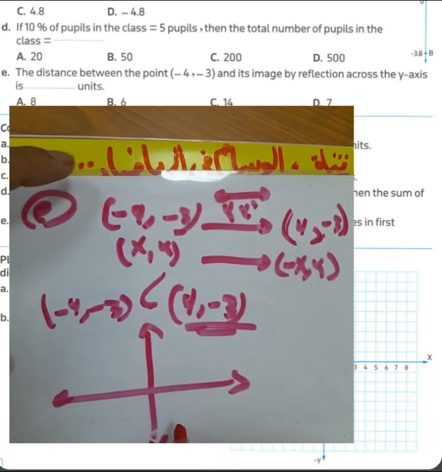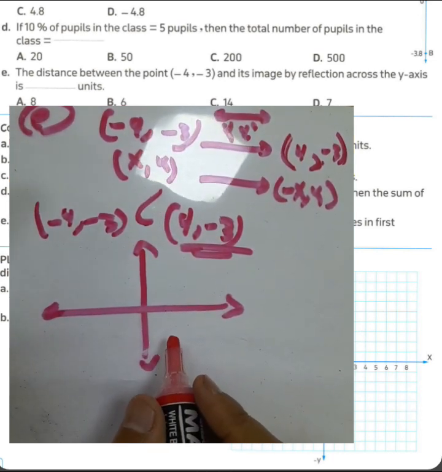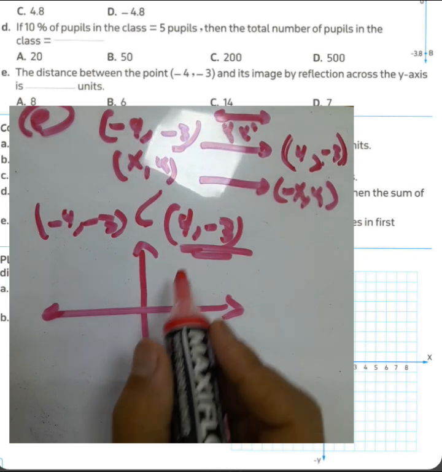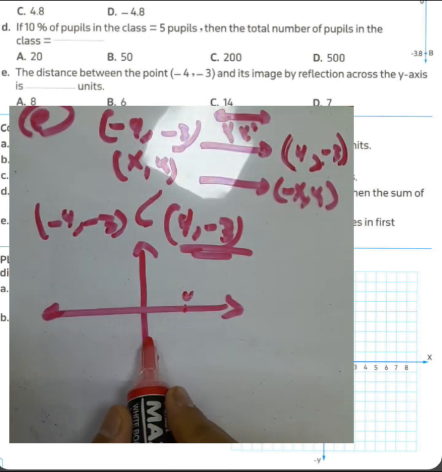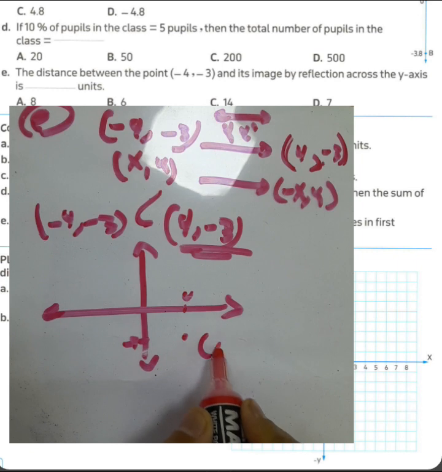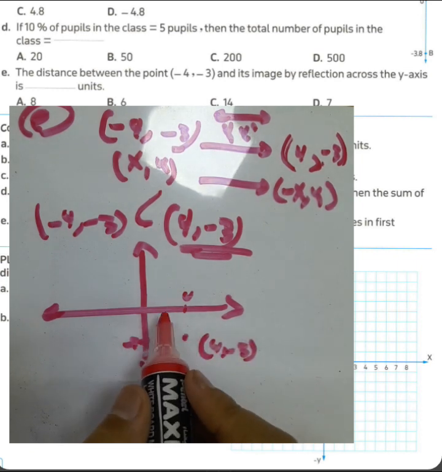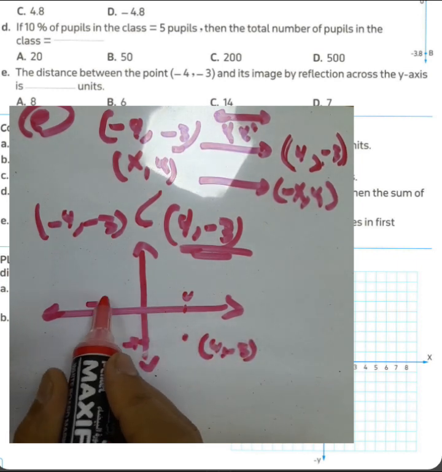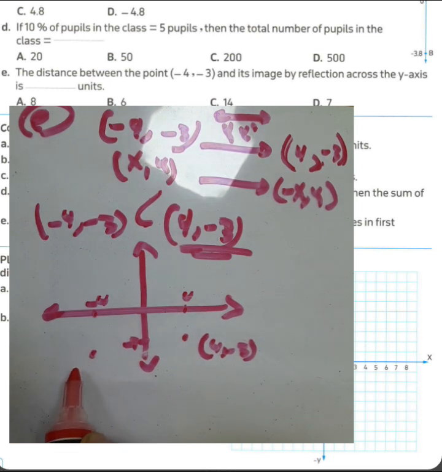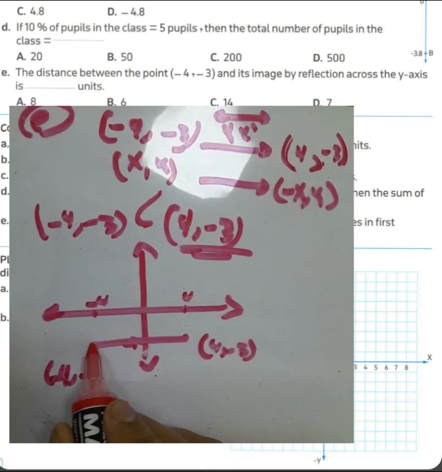in the graph the first point, the order of it was 4 and -3. It's the point 4 and -3. And the second point, -4 here and -3 down. This is the point. We have -4 and -3, and we want to find the distance between them.